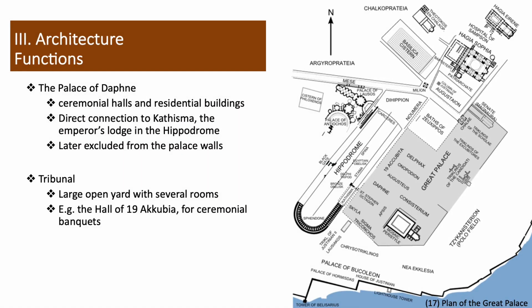The Tribunal, also known as Delphax, had several rooms on the sides, for example, the Hall of 19 Cubia. Serving for ceremonial feasts, the Hall of 19 Cubia consisted of 19 large tables with 12 beds each. Coming from the Tribunal, going through portico pathways, you would get to the Palace of Davne.